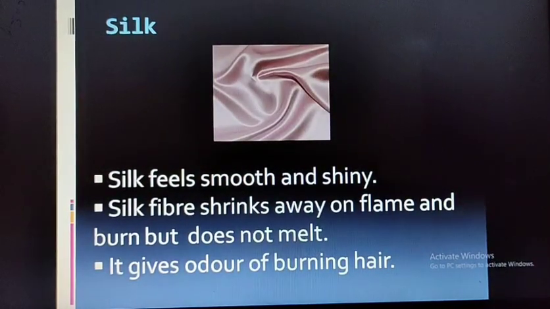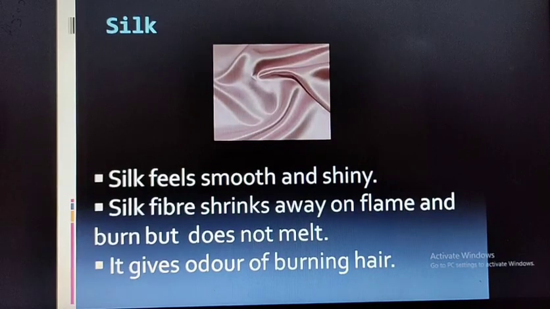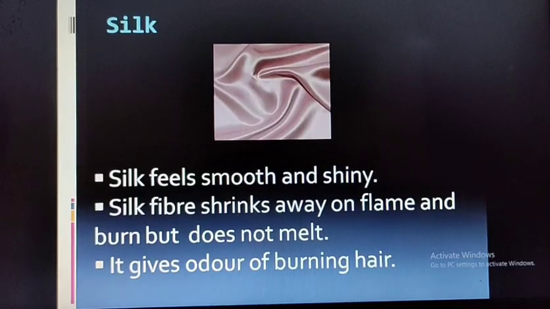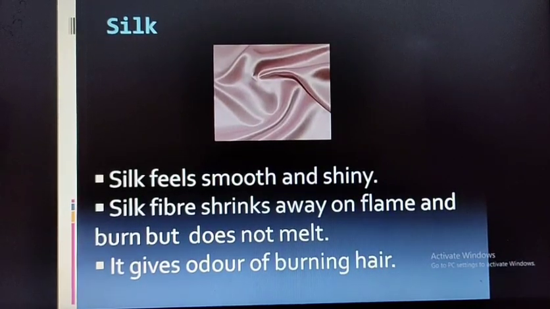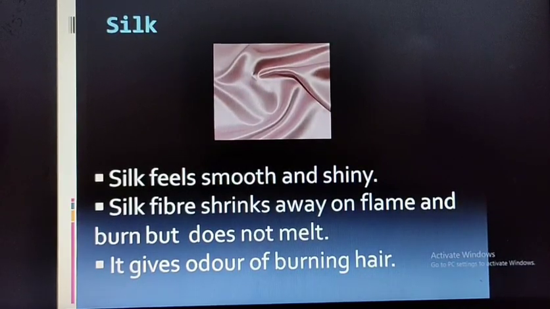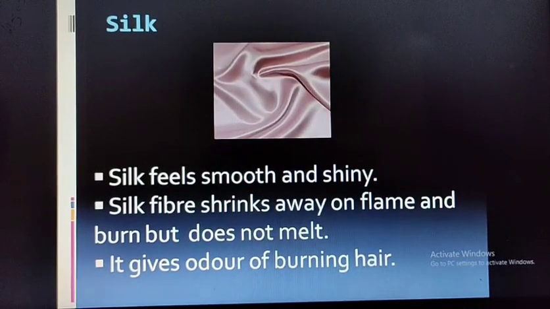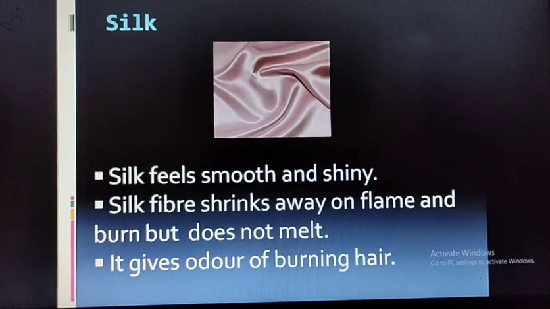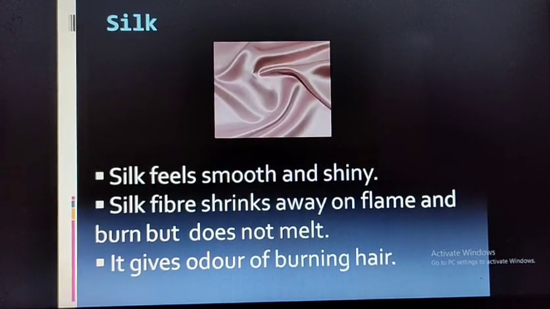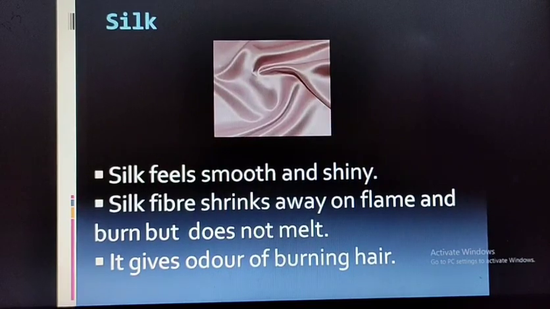Silk feels smooth and shiny. Silk fiber shrinks away from the flame and burns, but does not melt. It gives an odor of burning hair. Students, have you tried to burn your hair ever? The same odor the silk fiber is producing as the burning of your hair is producing, because both are made up of proteins.